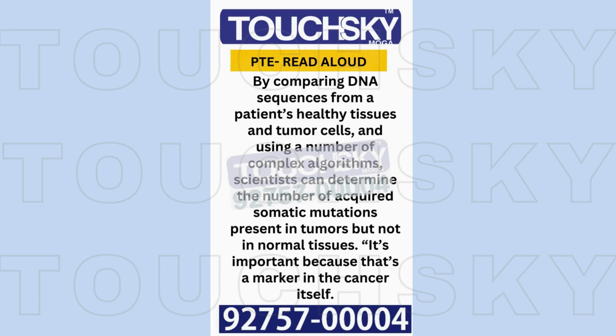By comparing DNA sequences from a patient's healthy tissues and tumor cells, and using a number of complex algorithms, scientists can determine the number of acquired somatic mutations present in tumors but not in normal tissues. It's important because that's a marker in the cancer itself.